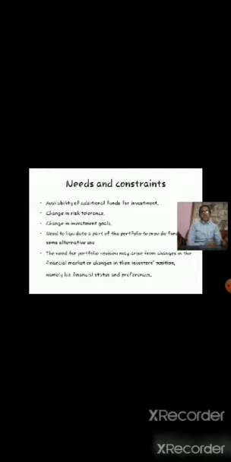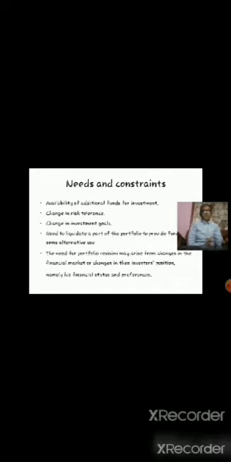Next is change in risk tolerance. There is a possibility that the investor needs to change their risk tolerance according to their financial stability and financial status. Next is change in investment goal. There may be a possibility that the investor needs to change their investment goals. In order to do that, we need to revise their portfolio.